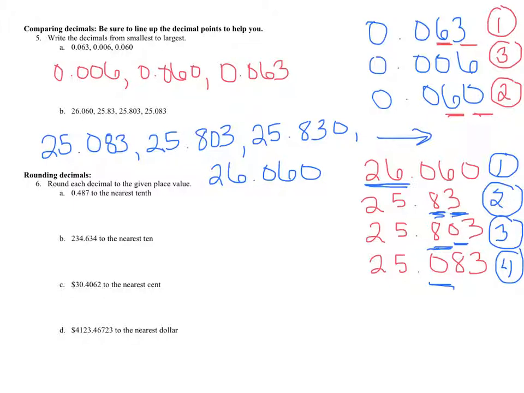Okay, now we're going on to rounding decimals. So we're going to round each decimal to the given place value. So first, for part A, I'm looking at rounding the 487 thousandths to the nearest tenth.